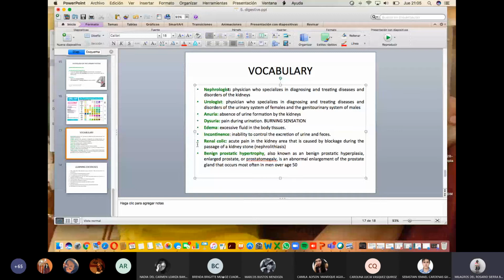Okay. Edema, when there's excessive fluid. Incontinence, the inability to control the urine or feces excretion. Renal colic, that is related to nephrolithiasis, that it can have blood in the urine. And benign prostatic hypertrophy that is common in men. That's it.